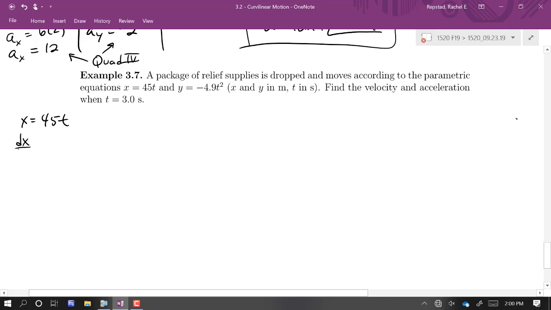So we find dx/dt, which is just 45, right? So dx/dt as a function is constant. That means that vx is 45. It's 45 when t is equal to 3 seconds. It's 45 when t is equal to whatever.